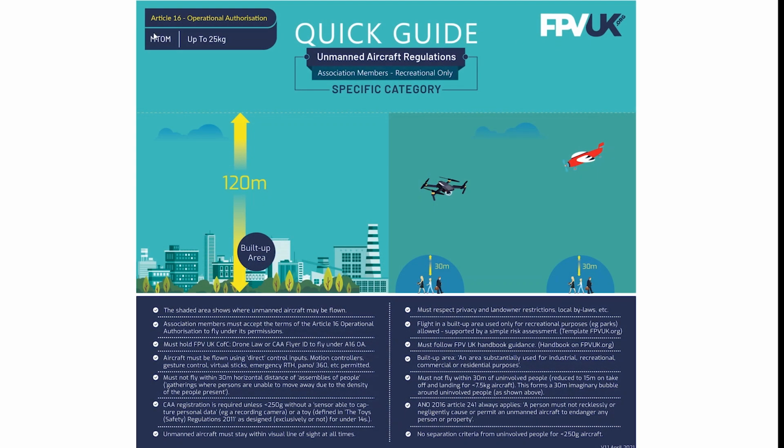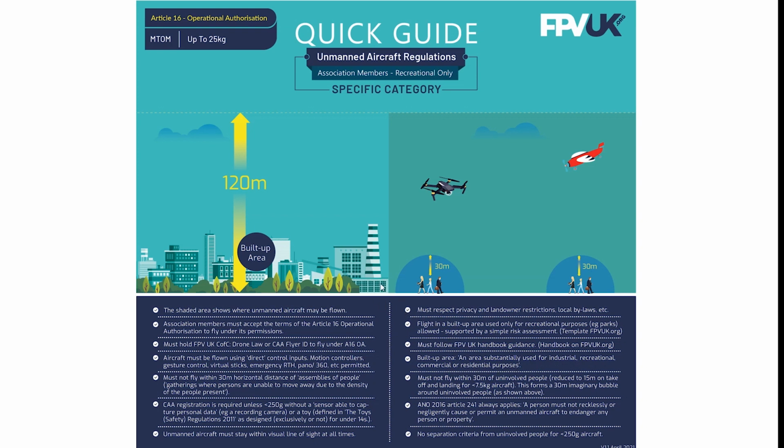The FPV UK Article 16 Operational Authorisation is a rule set within the specific category which allows FPV UK members to fly any drone or model aircraft up to 25 kilos for recreational purposes only. In this diagram we've shown the area where you can fly in this darker green colour, and you'll see it butts right up to the edge of a built-up area. You must not fly over or within a built-up area, but you can fly right to the edge of it. And a built-up area is defined as an area substantially used for industrial, recreational, commercial or residential purposes.